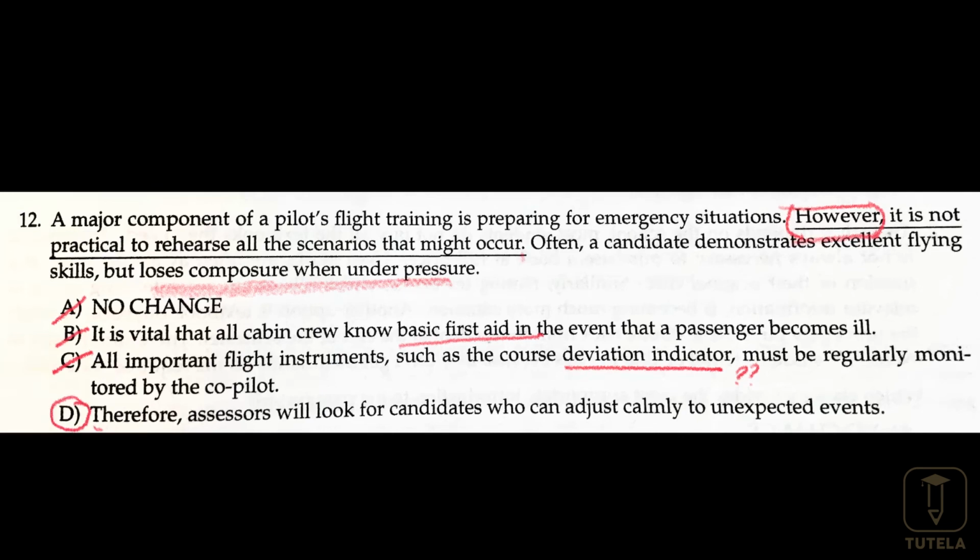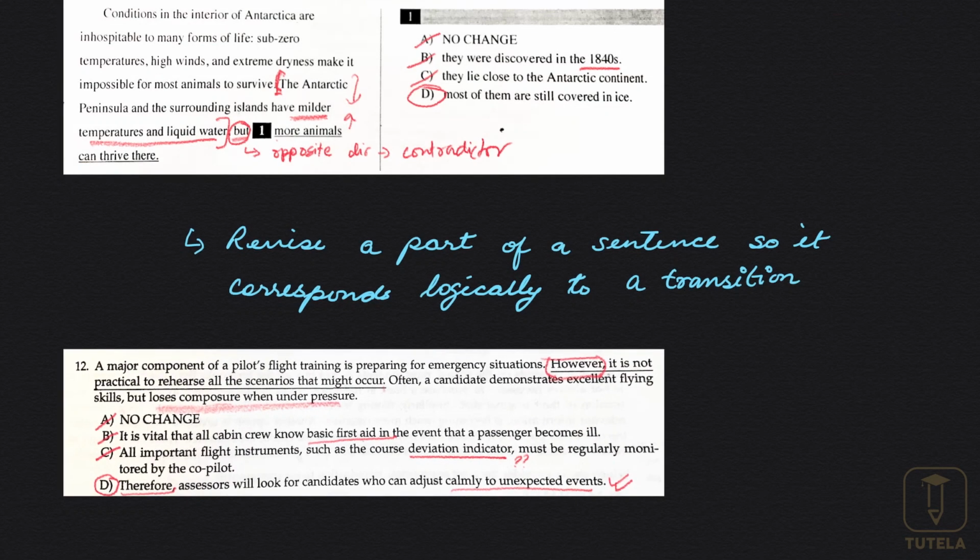Therefore is a same direction transition word. It is used to link two similar ideas. Assessors will look for candidates who can adjust calmly to unexpected events. This works in the given situation. So hence our answer is D.